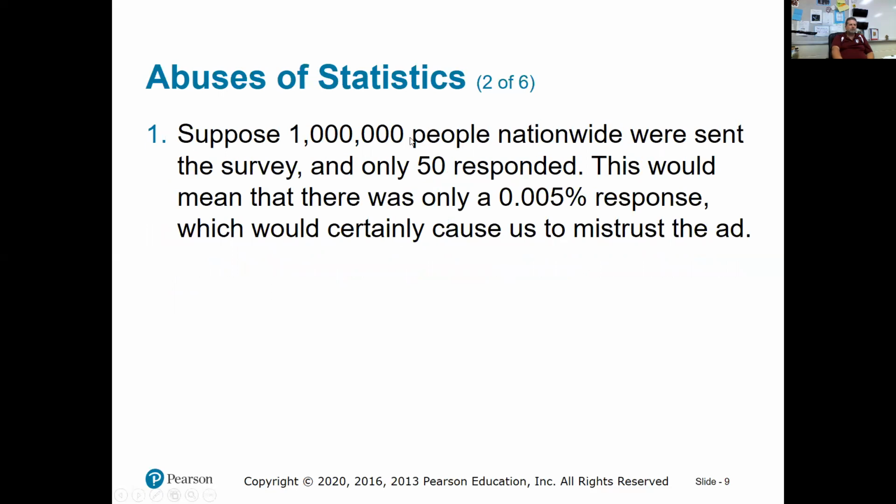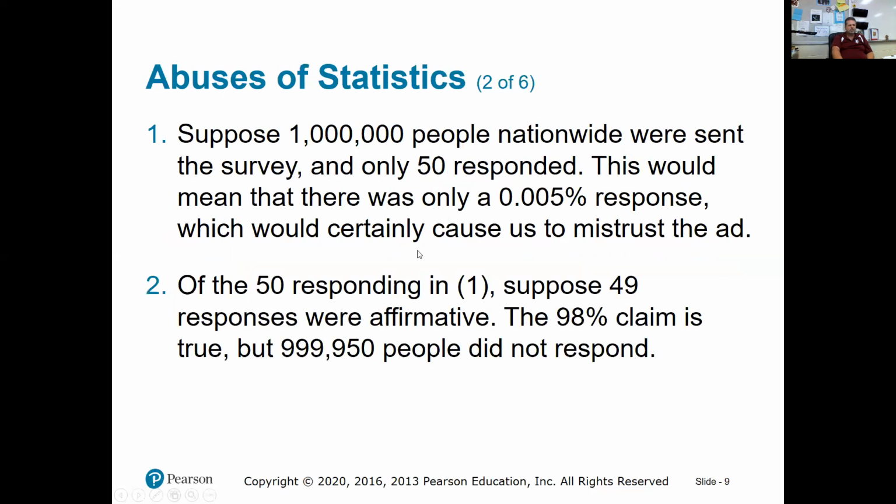So suppose 1 million people nationwide were sent a survey and only 50 responded. This would mean that there is only a 0.5% response, which would certainly cause a mistrust in the ad. Okay, 1 million people, you only talk to 50, you're really not taking much of a sample space. That's an abuse. Small sample space.